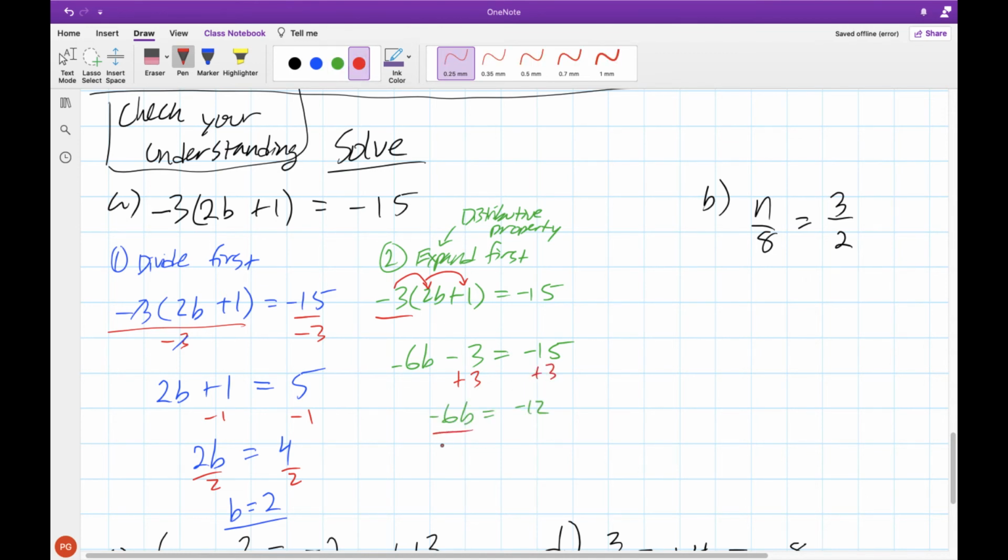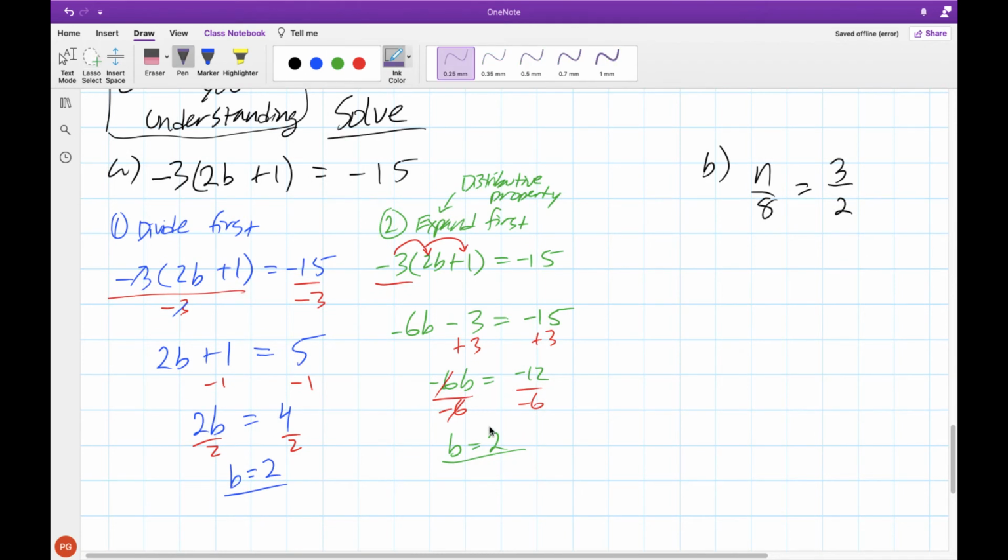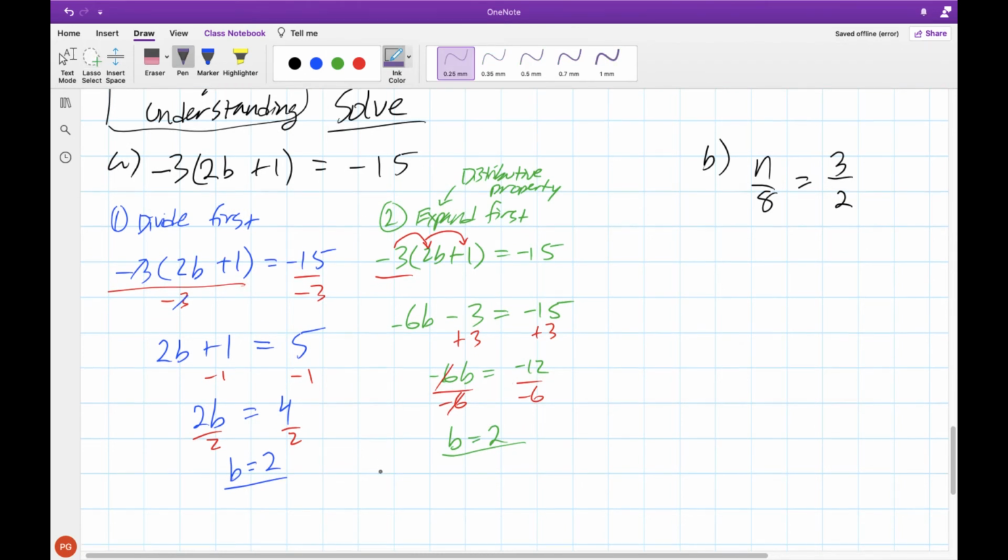And now we would divide both sides by the number out front of our variable. So we could cancel both those out. And we would also end up with our answer of b equals 2. Now I'm curious how many of you actually checked your answer, because it didn't say to do so here. No matter what, even if it doesn't say to check it, you should always be checking your answer.